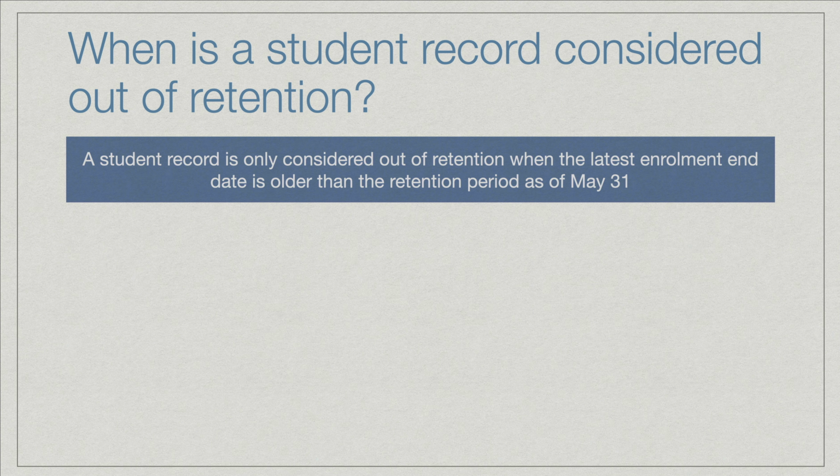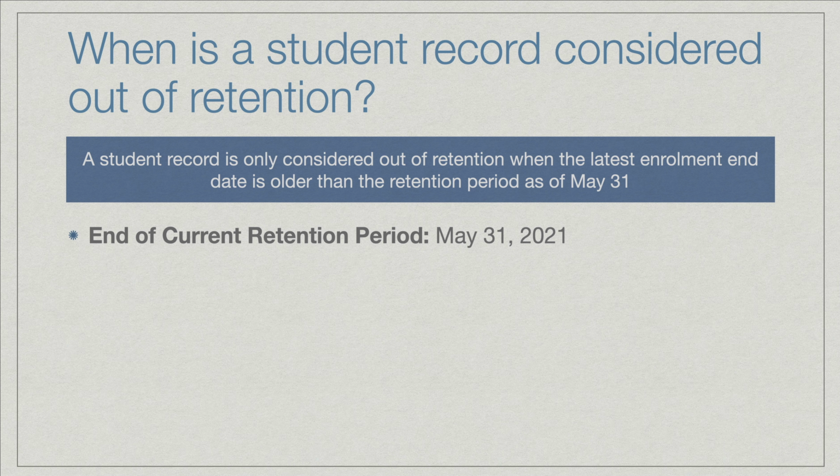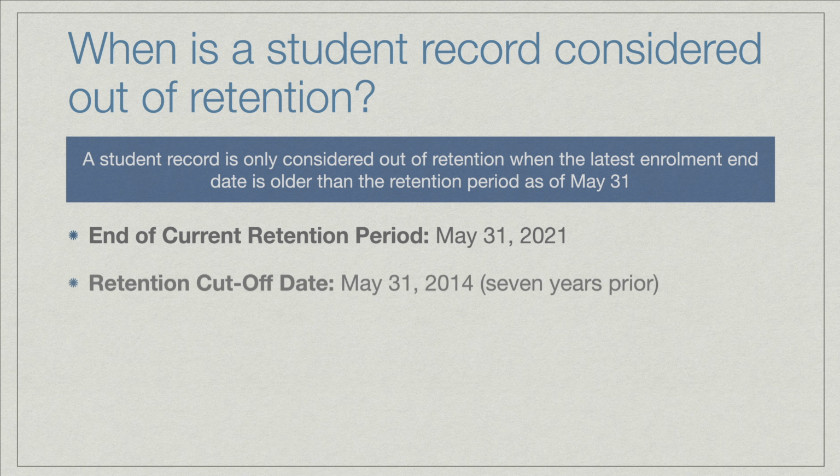May 31st of this year happens to be 2021. We will consider this the end of the current retention period. So, 7 years prior to this would be May 31st, 2014. This is the retention cutoff, which is very important. This means that TrueNorth will consider a student out of retention if their latest enrollment end date is before May 31st, 2014.